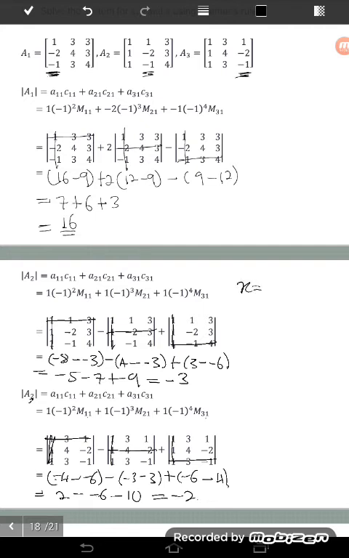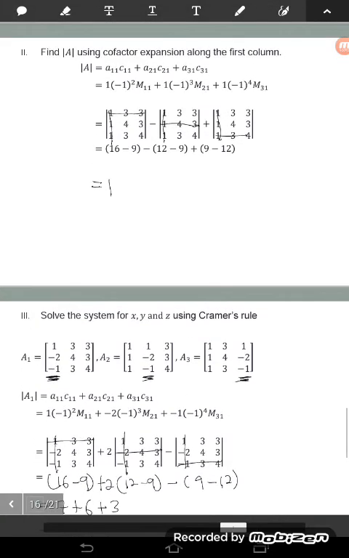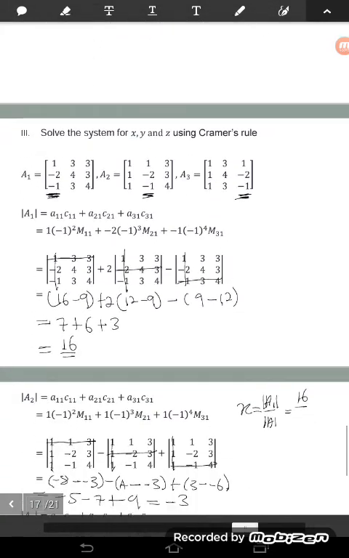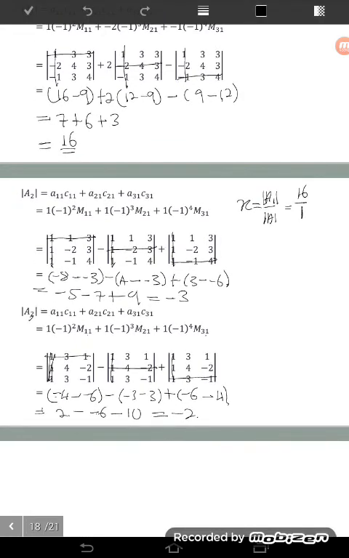Okay, so first variable, we use determinant of A1 divided by determinant of A. So determinant of A1, which is 16, divided by determinant of A. So determinant of A just now, berapa determinant A? So determinant A is 1. So bahagikan dengan 1. So divide by 1. So the answer is 16.